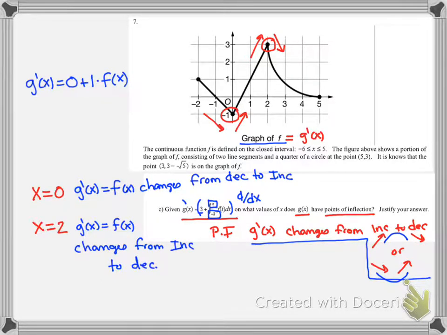Lots of things happening in a problem like this, but it all starts with that fundamental theorem of calculus. I was asked about g. Only g prime can tell me about g.